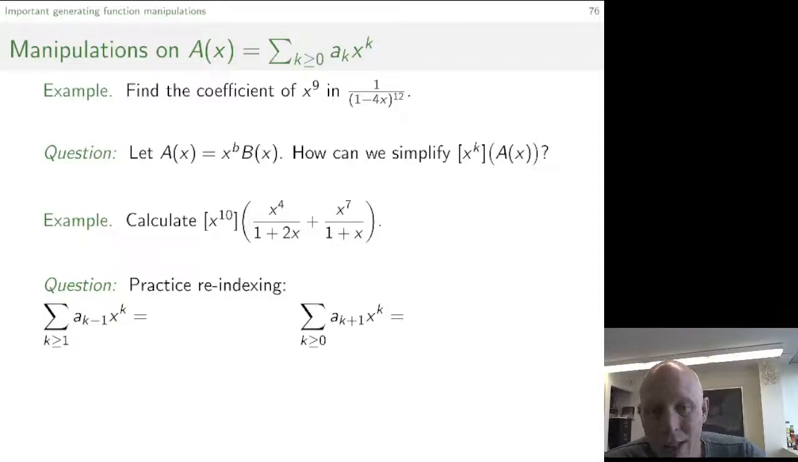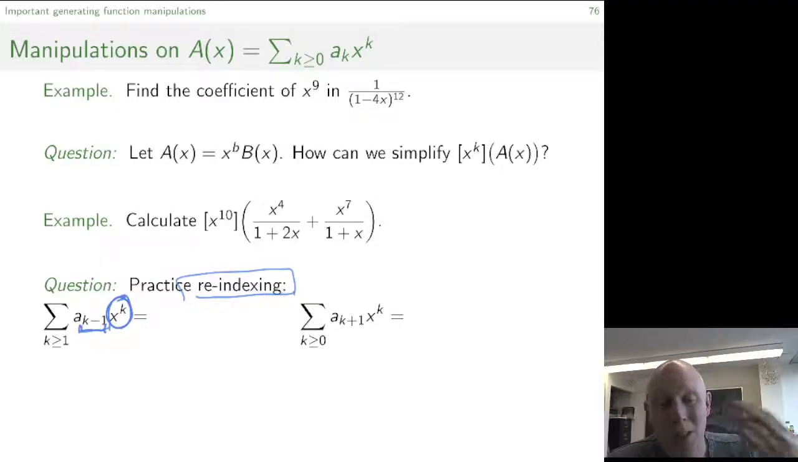All right. Another thing we might have to do is reindex our pieces. A clue that you might have to reindex your sums is if the subscript, the index of the sequence, does not match the exponent of the x to the k term. So here we're seeing a k minus 1, and here we're seeing an x to the k. When you see something that looks like that, that's telling you that you need to do some sort of manipulation in order to match those up.